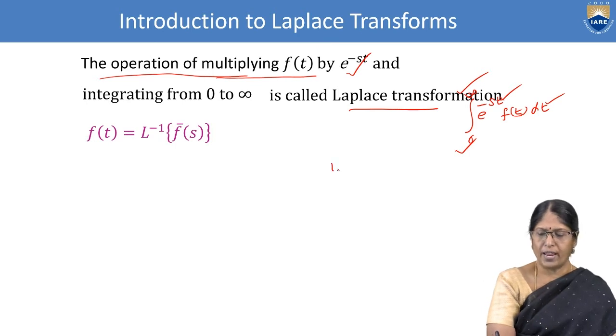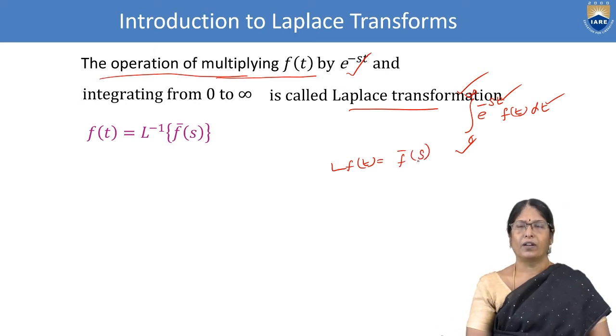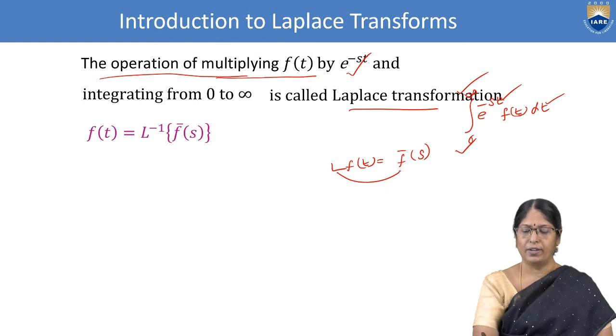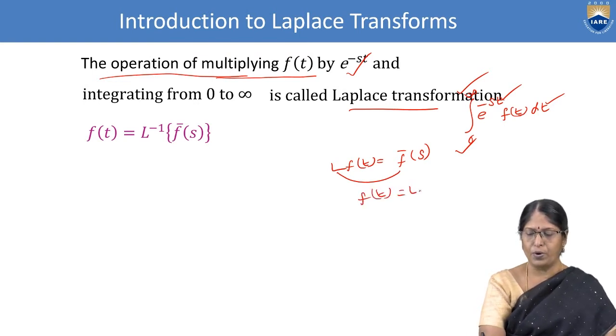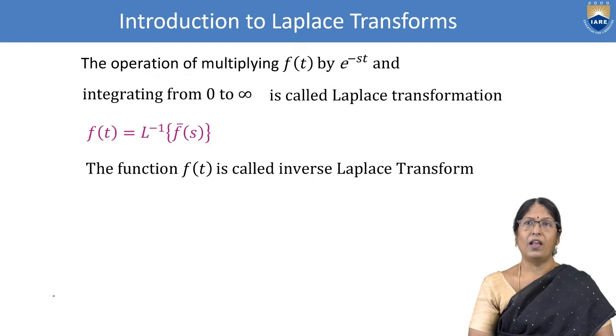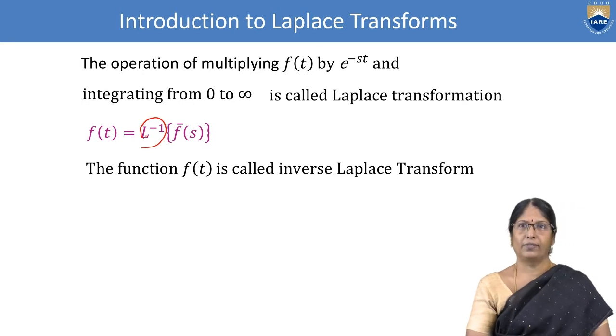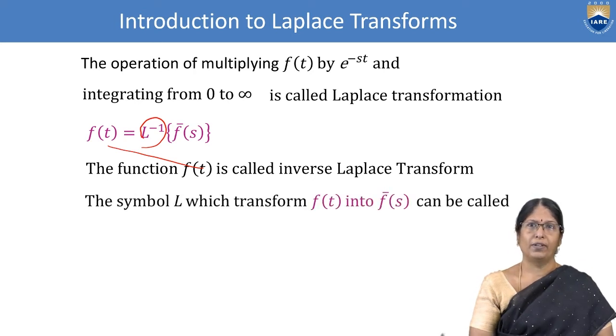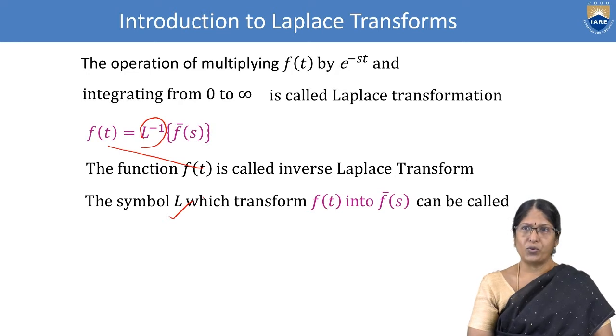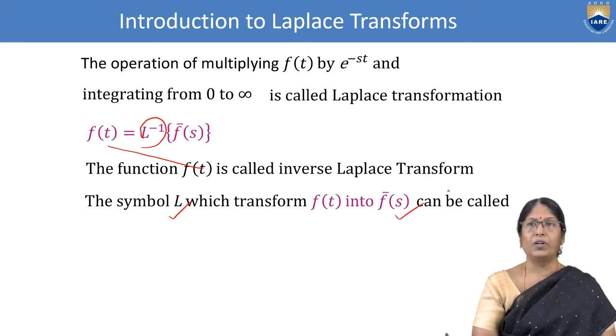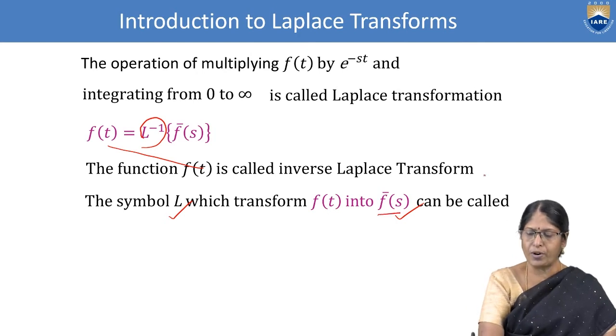Now, we know L of f of t equals f bar of s. Now this L, we will push it across, then f of t equals L inverse of f bar of s. The function f of t is called the inverse Laplace transform. The symbol L transforms f of t into f bar of s. We know this f bar of s is nothing but L of f of t.